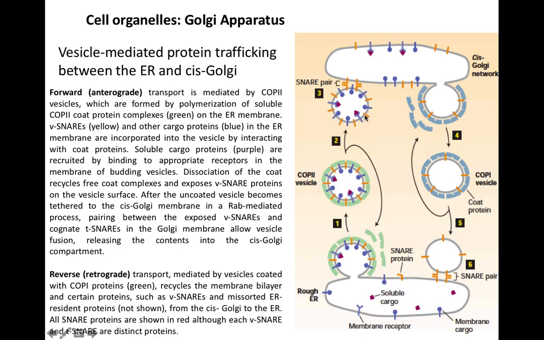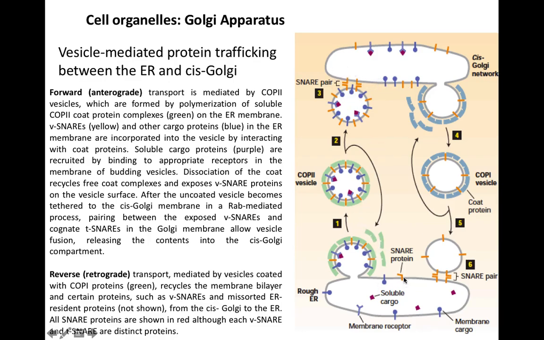So basically these proteins, indicated here in yellow, are known as SNARE proteins. There are two types of SNARE proteins, V-SNARE and T-SNARE. V stands for vesicular membrane, meaning the SNARE proteins which are located on the surface of this vesicle. And there are T-SNAREs. T stands for target membrane. T-SNAREs are those proteins which are present on the target membrane, where the vesicle has to land, where the vesicle has to attach.